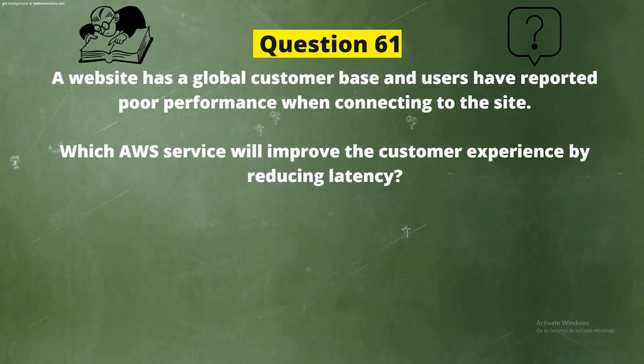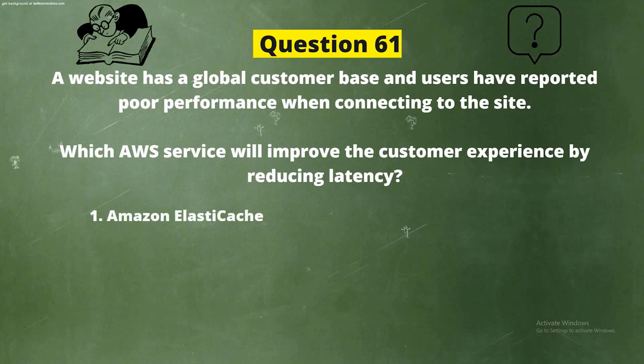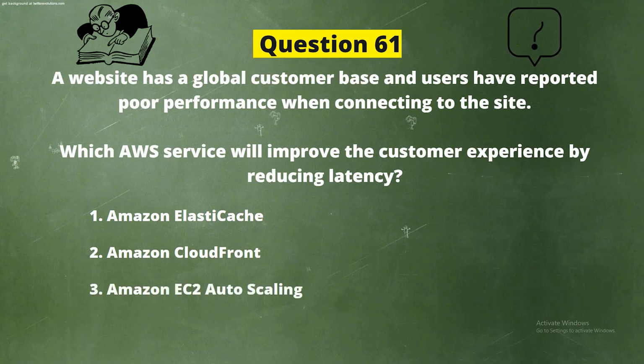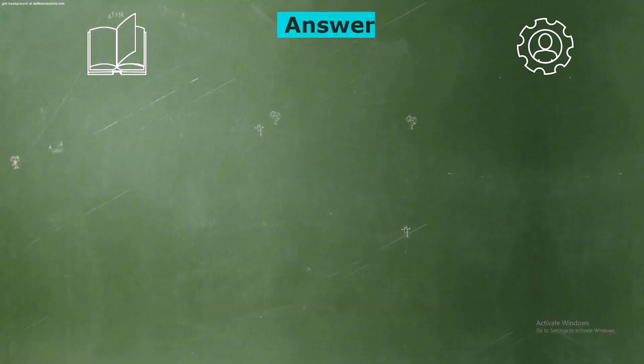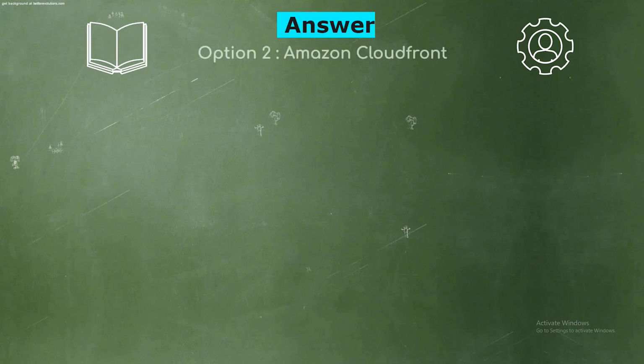Question 61. A website has a global customer base and users have reported poor performance when connecting to the site. Which AWS service will improve the customer experience by reducing latency? And the options are: Option 1. Amazon ElastiCache. Option 2. Amazon CloudFront. Option 3. Amazon EC2 Auto Scaling. Option 4. AWS Direct Connect. And the correct answer is Option 2.